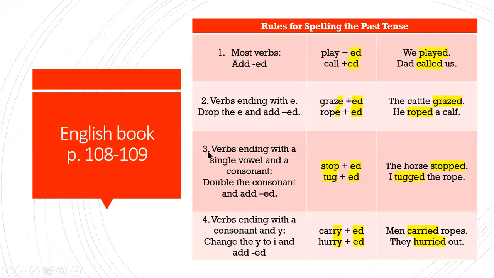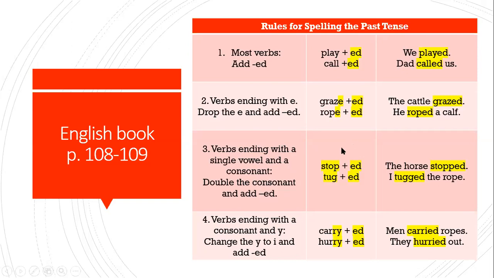Okay, rule number 3. Verbs ending with a single vowel and a consonant, you're going to double the consonant and add ed. Now, we have to be careful with this one because it can be a bit tricky. So what I want you to do is this: with single vowel, the word single means just one, right? So if a verb has one vowel and it ends with a consonant, we're going to double the consonant and add ed. For example, stop.